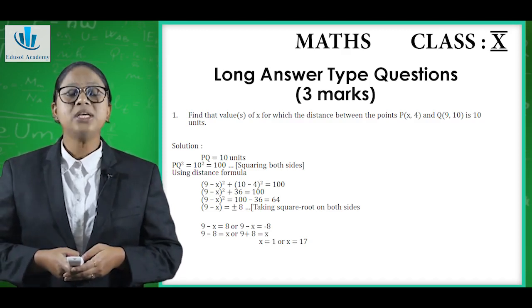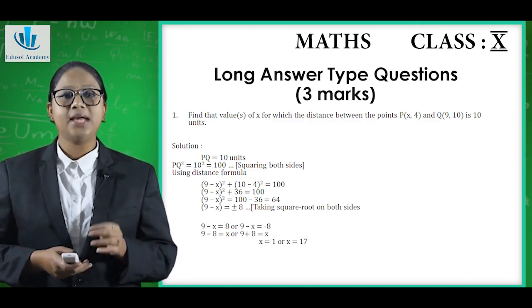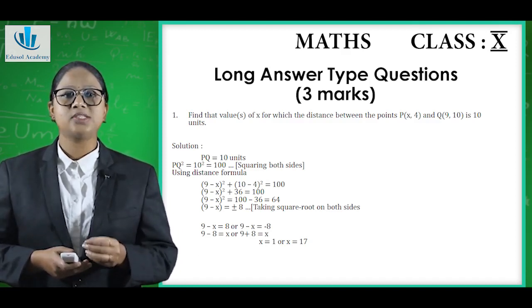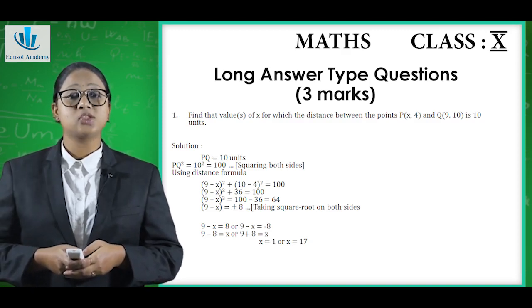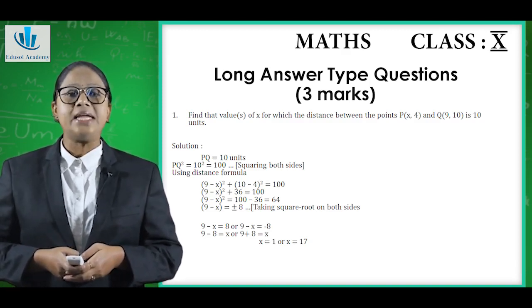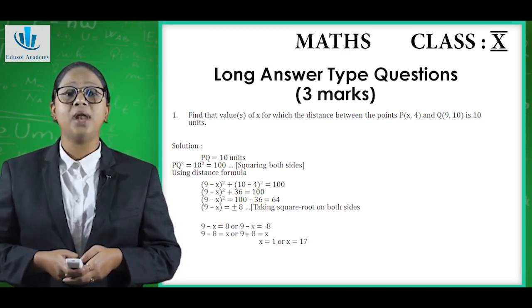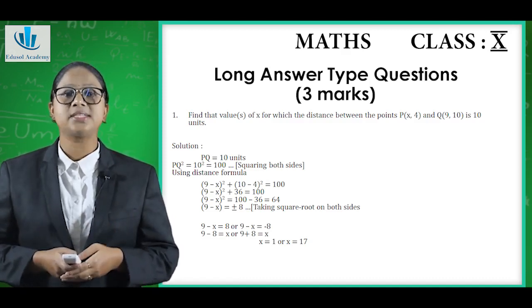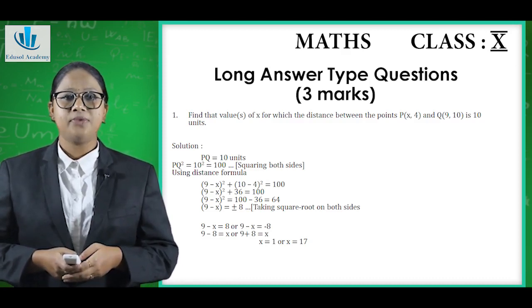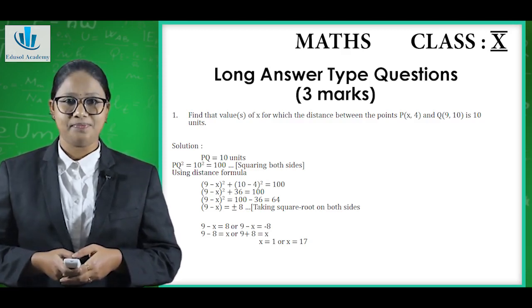to 100. Putting the values of x and y, we will get two values for x, because (9 minus x) square will be 64. So 9 minus x, on taking square root on both sides, we will get 9 minus x is equal to root 64, that is equal to plus or minus 8. So for two values of it, you will get two values of x, which are 1 and 17. So the possible values of x are 1 and 17.